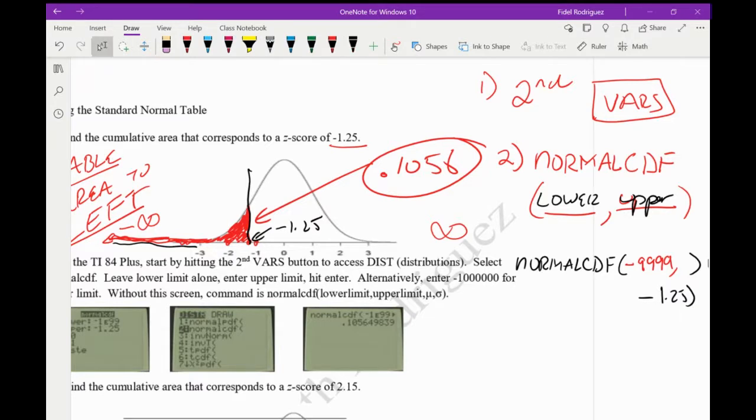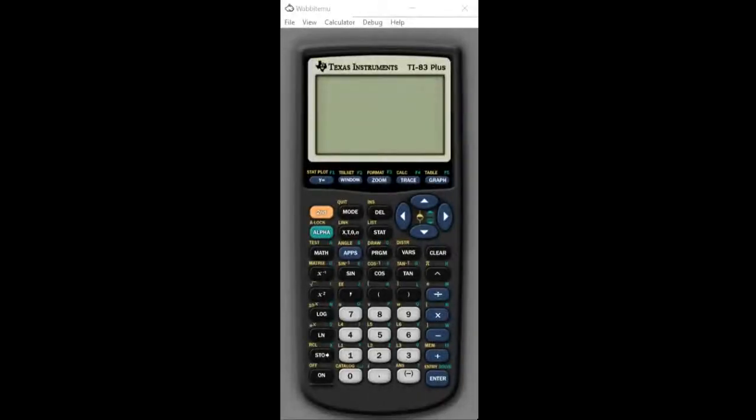And I'm going to show you how I'm going to do this on the calculator. So I'm going to get my calculator going here, and I'll turn it on. And I'm going to hit clear. Okay, so we said we're going to hit second, and then the bars button. And I'm going to go down to number 2, which says normal CDF, and hit enter. Whether I'm using a calculator or my calculator app, the process is going to be exactly the same.